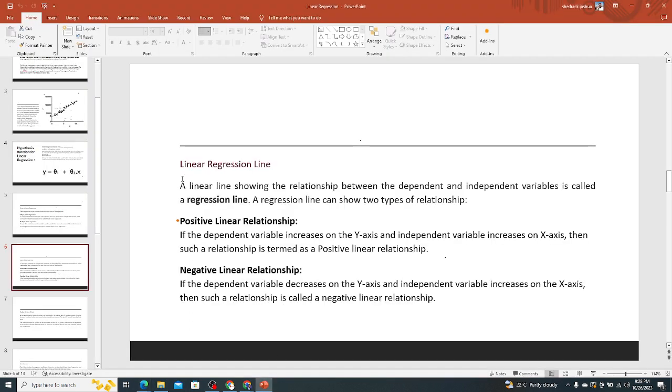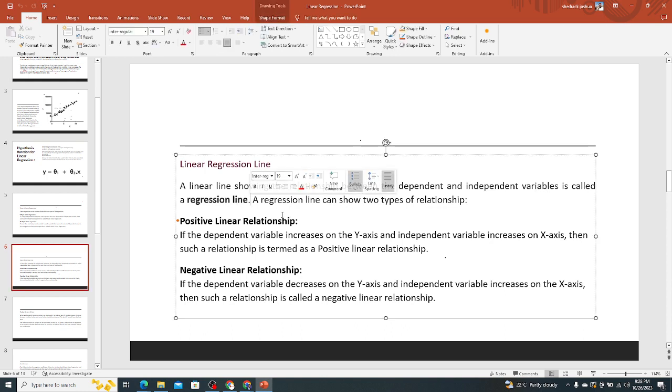So let's try and see what the notes are telling us. For linear regression, a linear line showing the relationship between the dependent and independent variable is called a regression line. And we have two types of regression line. Positive linear relation shows a positive linear relationship.